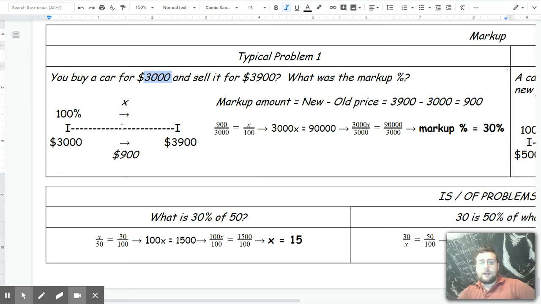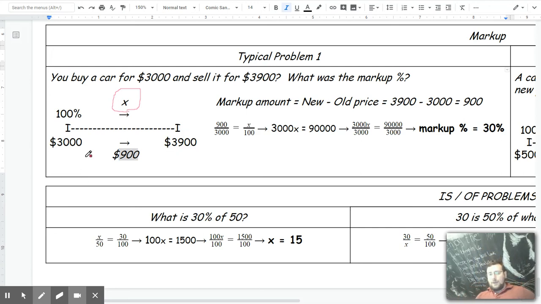Now I know that the markup is a certain percentage that I'm not sure what it is, but I do know that my new value is 3,900. So you could very easily figure out what the markup amount is, right? It's got to be 900, right? And so I'm going to use 900 to solve the problem to try to figure out my actual percent markup.